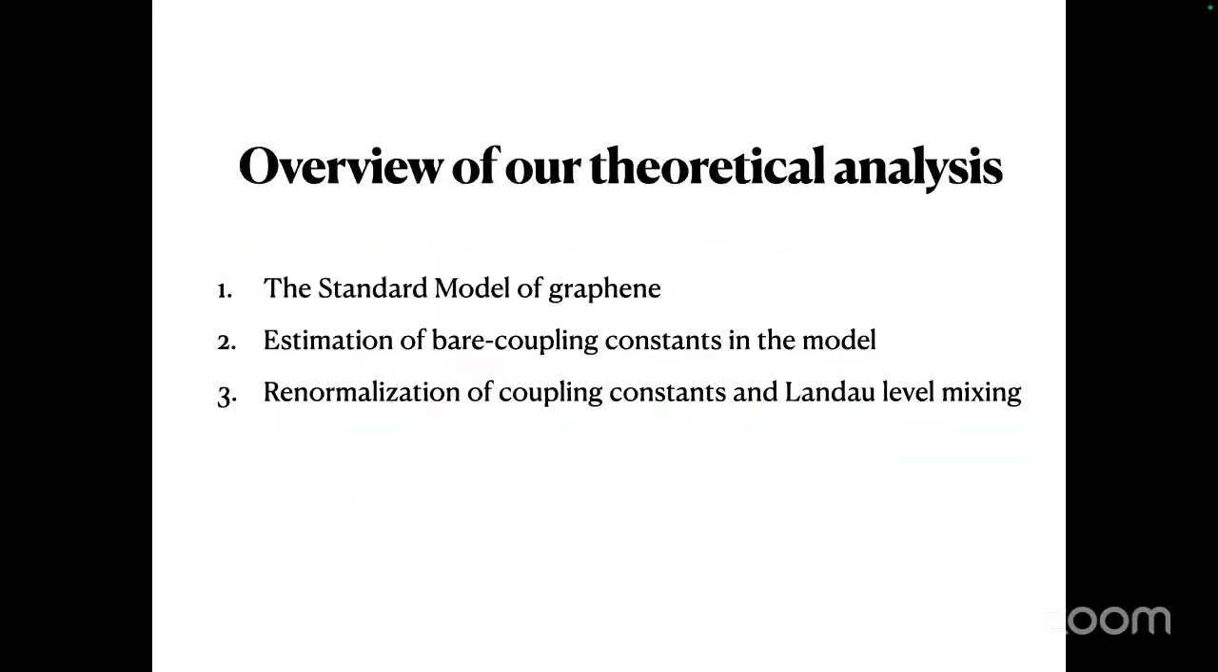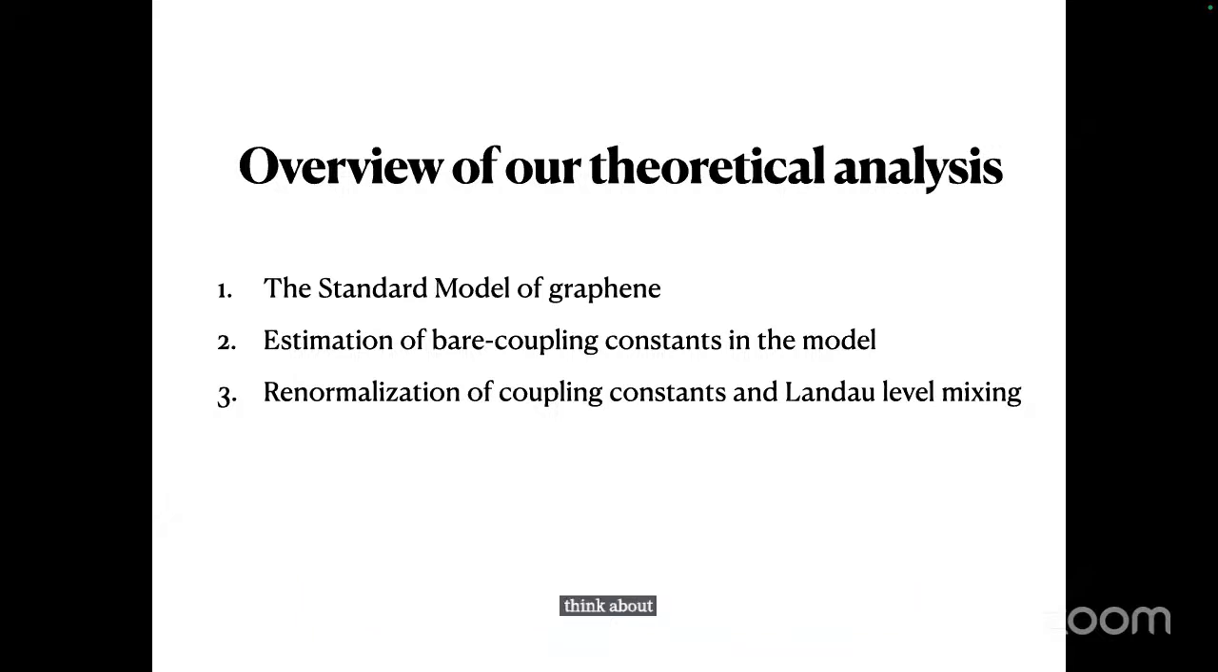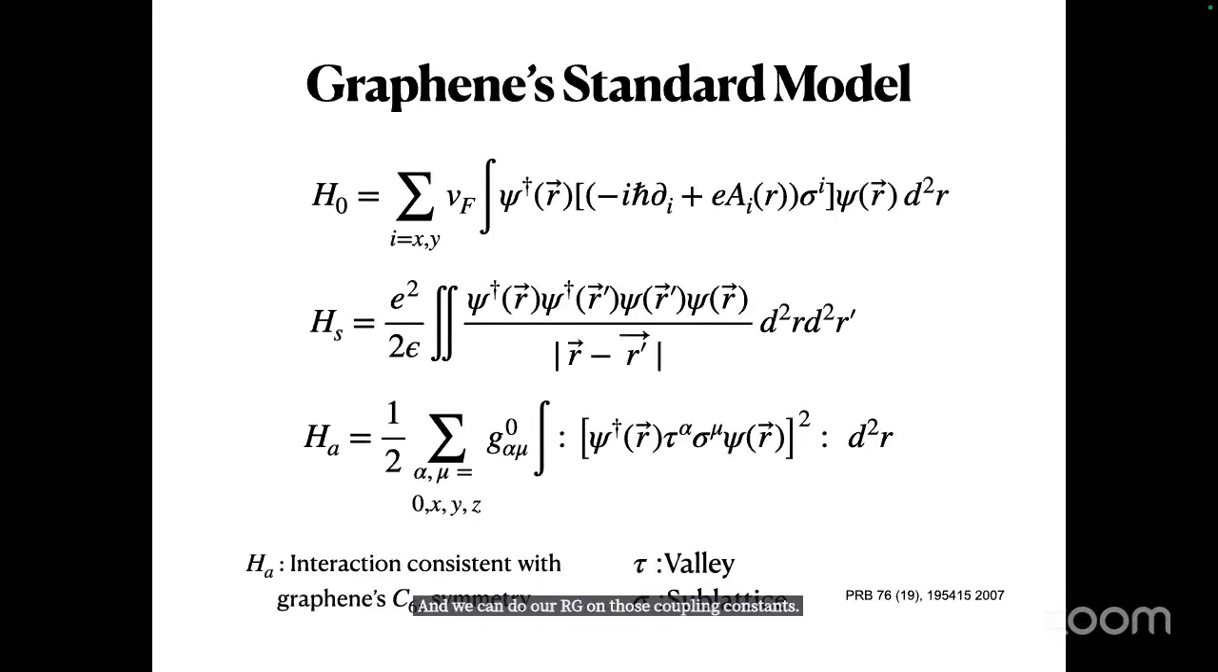Okay, good. So let me tell you how I got all these results, since it looks like I'm just pulling them out of thin air. I'm going to do it in three steps. First, I will try to advocate the standard model of graphene, which I think everyone in the community should start to use to model the physics. We can estimate the bare coupling constants in the standard model, and we can do an RG on these coupling constants. So this is the graphene standard model.